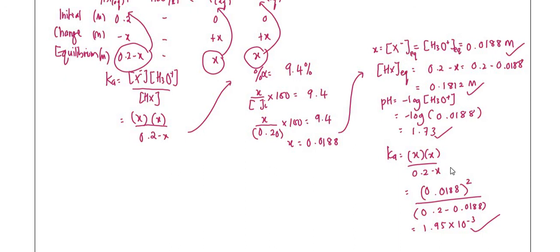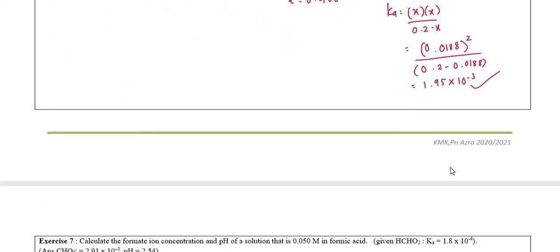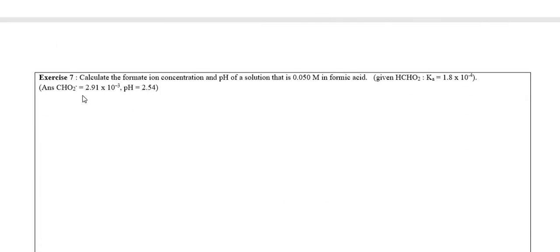Okay, we go to the last question, which is exercise 7. Calculate the formed ion concentration and pH of a solution that is 0.05 molar in formic acid. Given Ka for formic acid is 1.8 exponent negative 4. Calculate formed ion. Ion means the product. pH of solution. So for the question, find the first one first, then the pH.